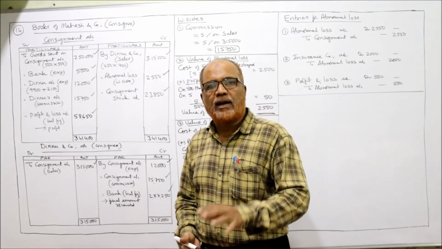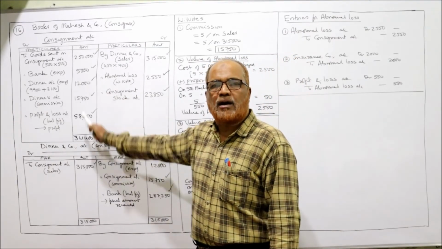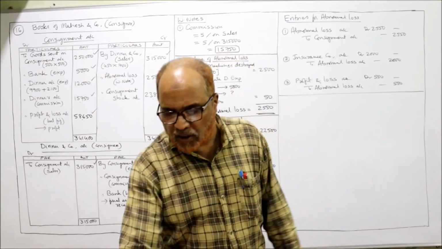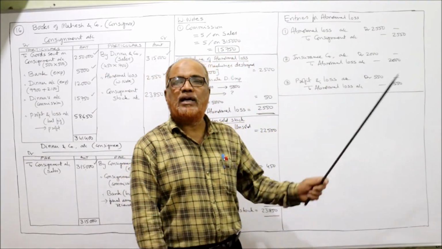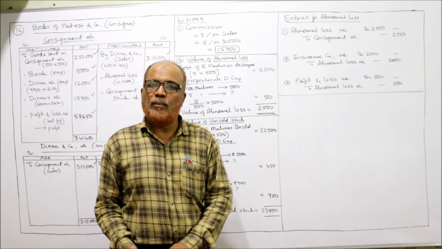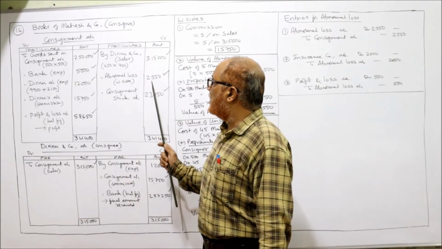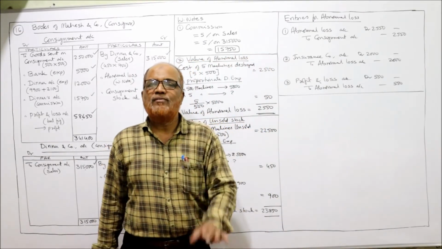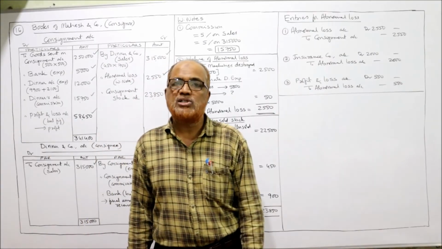The problem is over. It is asking you to make the consignment account and Dinnu and Company account. We have prepared both. But for your knowledge, I am showing here the journal entries for abnormal loss. How much is the abnormal loss? 2,550. 2,550 is the abnormal loss value.